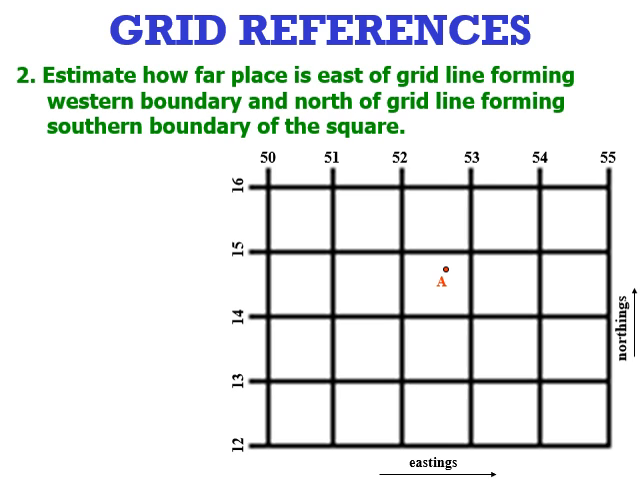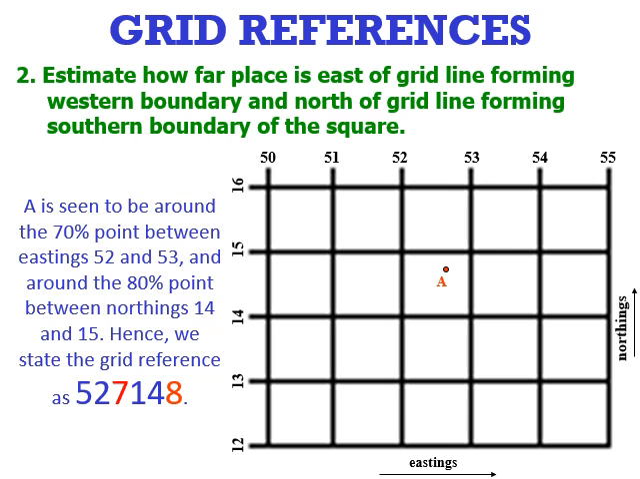Alright, but if you want to know the exact MGR of point A, you actually have to divide your square into tens. Okay, so in this case, you can use a ruler to measure, or you can estimate. Of course, I would say it's important to use a ruler or compass if you can. And in this case, if you find that A is about 70% of the whole square, so you get 527. And similarly, if A is about 80% of the way between 14 and 15 in the northings, so you get the number 8. So therefore, the MGR of point A in the six-figure grid reference is 527148.